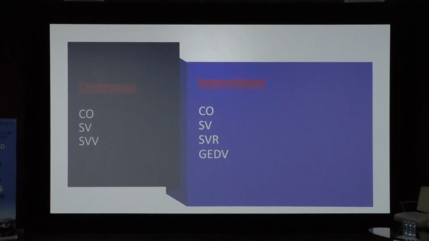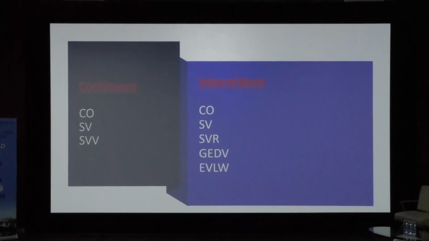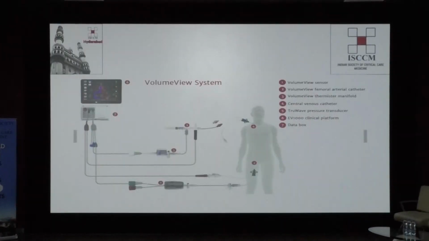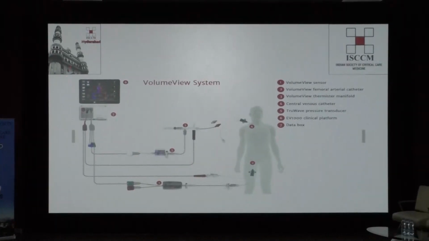So the intermittent variables are again SVR, global end-diastolic volume, and extravascular lung water. The biggest thing is if you have a HemoSphere. This is called a HemoSphere here. That is nothing but a monitor with a very good display. If you have a HemoSphere, it will give you the extravascular lung water displayed in the machine itself. And the pictorial representation of your extravascular lung water is the advantage in FloTrac, along with your remaining advantages.